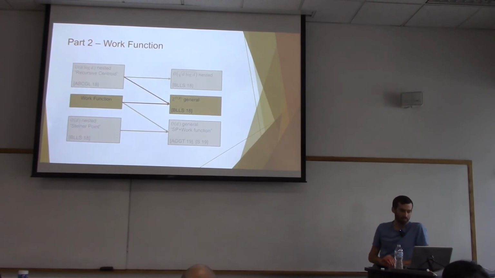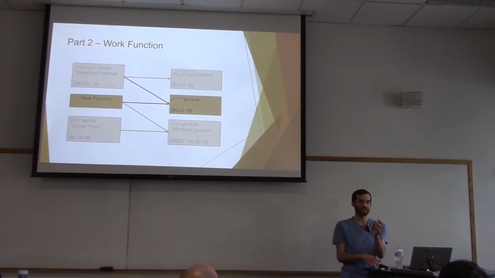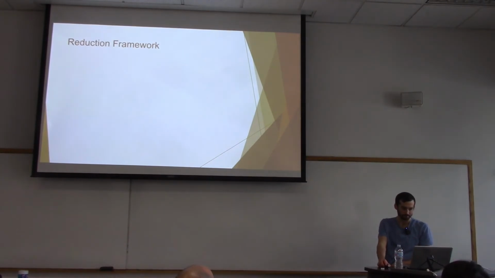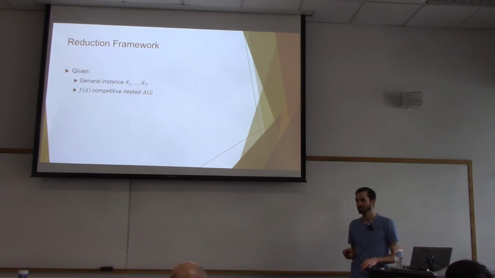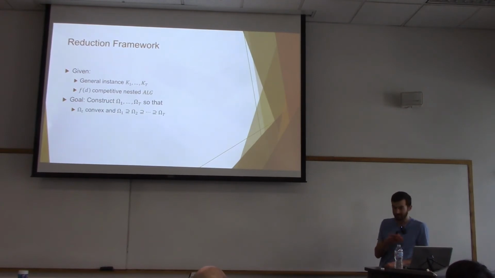All right, so now we're going to talk about something called the work function, which will motivate a reduction from the nested case to the general case. The general framework for how we're going to try to do this reduction is that we're going to imagine that we're given some general instance of the problem, not necessarily a nested instance, and we have some f of d competitive algorithm, and I now want to come up with a sequence of sets omega t such that it is a valid nested instance.